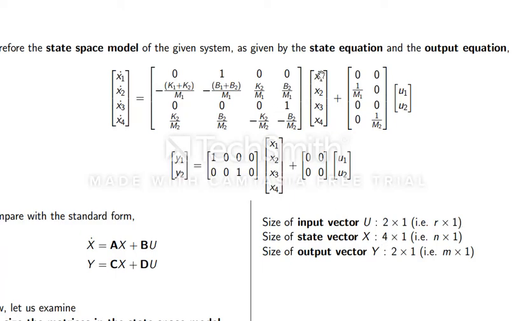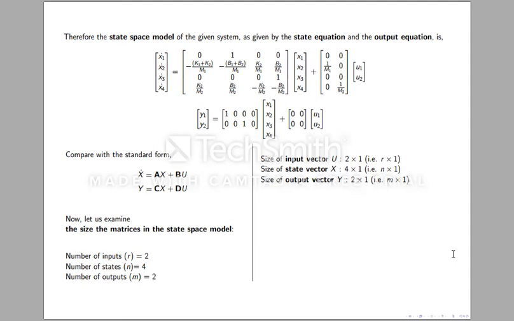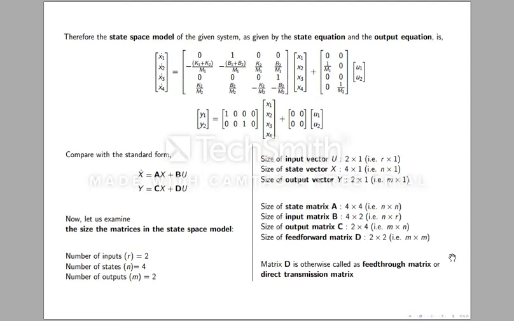And state vector is this one. Since we have got 4 state variables, the size will be 4 cross 1. And if you say n is the number of state variables for the system, the size of the state vector is going to be n cross 1. And the output vector is this one, y1, y2. So there are 2 outputs, therefore the size of the output vector will be 2 cross 1. And if I say the number of outputs is m, then the size of the output vector is going to be m cross 1. Now let us look at the matrices.